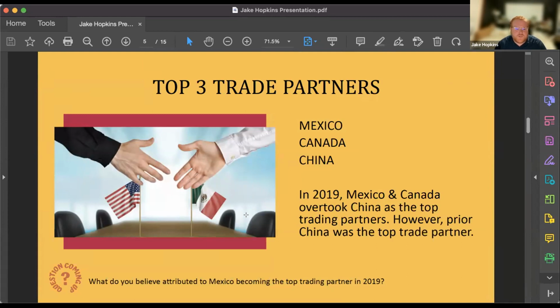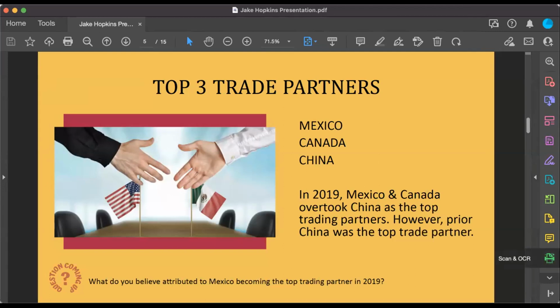So what do you believe attributed to Mexico becoming the top trading partner in 2019? What different things might have happened? NAFTA. Maybe the cost of transporting goods, being that they're on the same continent. Sure.